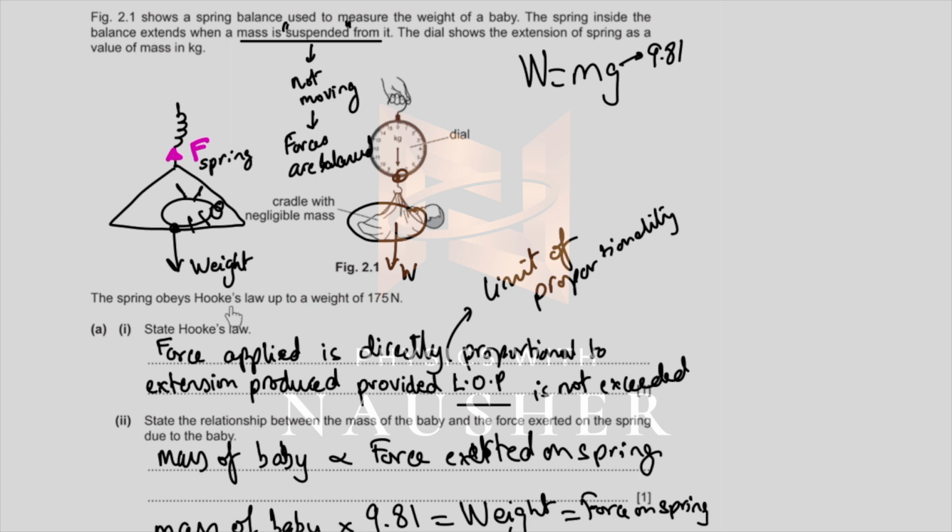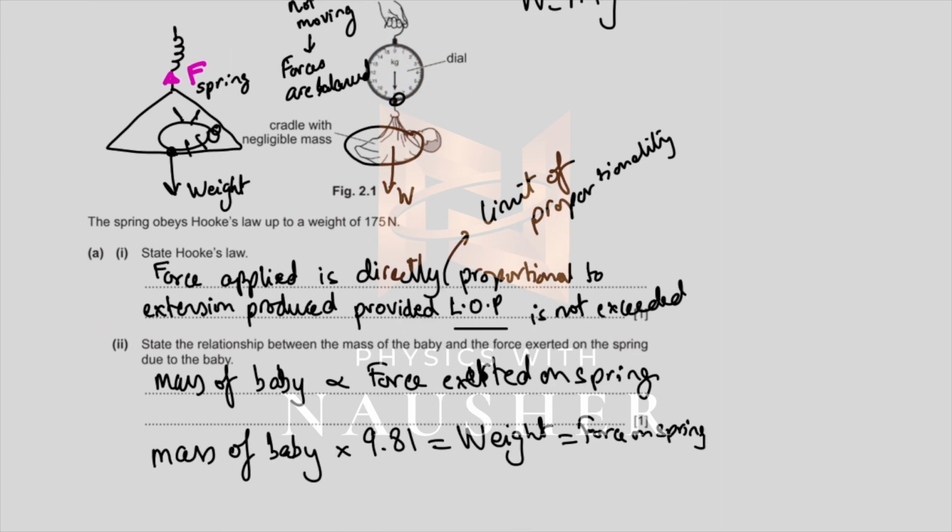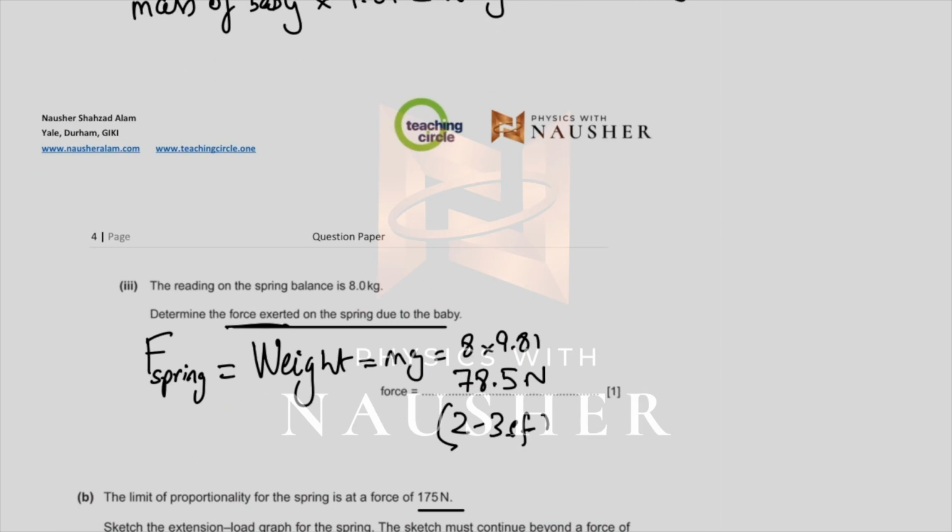Then he says that the spring obeys Hooke's law up to 175. State Hooke's law. Force applied is directly proportional to the extension produced, provided the limit of proportionality is not exceeded. State the relationship between the mass of the baby and the force. Now, the greater the mass of the baby, naturally the greater the weight, and the greater the weight, the greater the force in the spring. So mass of the baby is proportional to the force in the spring, or you can say mass of the baby times 9.81 is equal to the weight of the baby, which equals the force on the spring, which I just explained some time ago.